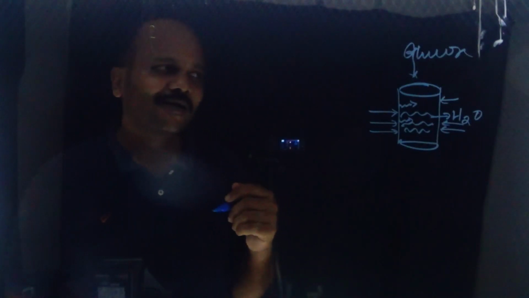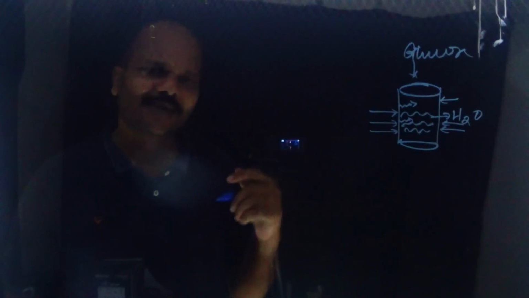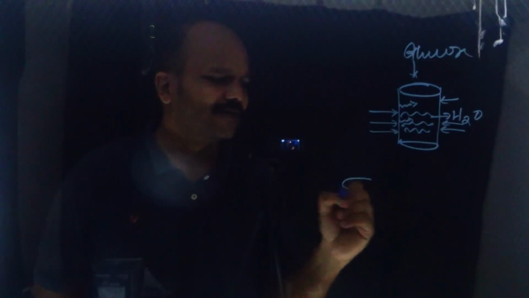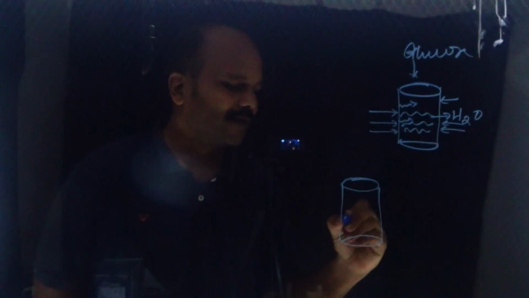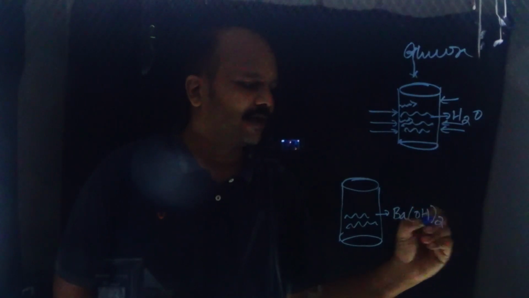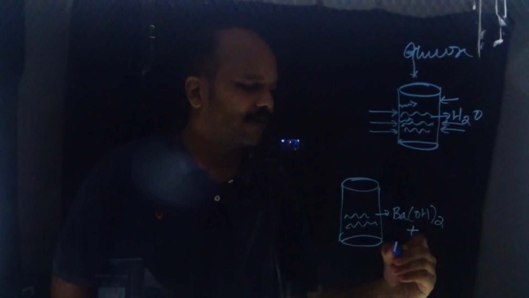Now, there are many endothermic reactions in the laboratory. If you are going to see, you can check on them. Say, the reaction between barium hydroxide and ammonium chloride.